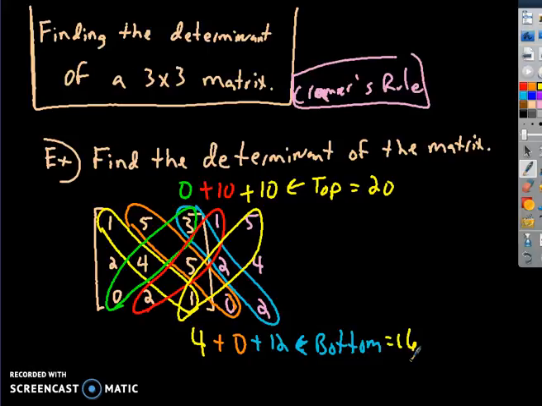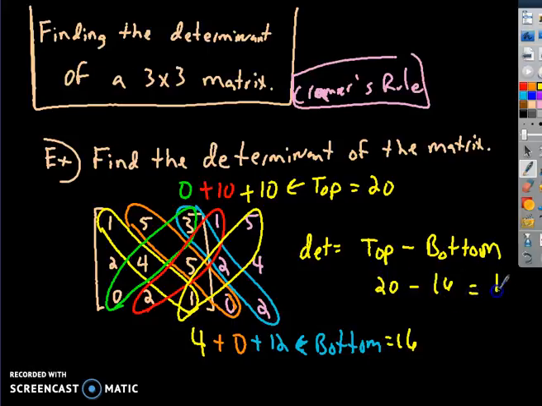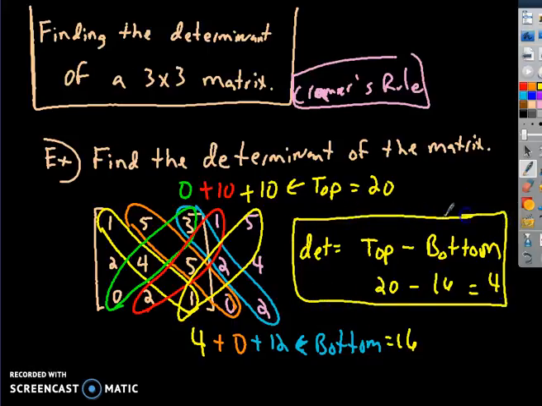And the formula for the determinant basically goes top subtract bottom. This is what determinant equals. So it's 20 subtract positive 16. So that is equal to 4. So my determinant for this matrix is the number 4. And that's how you find the determinant of a 3 by 3 matrix.